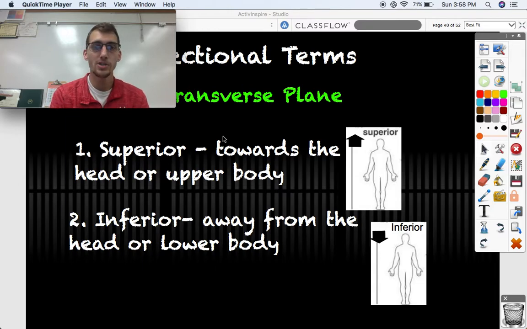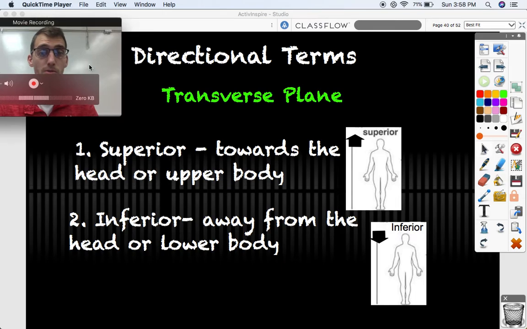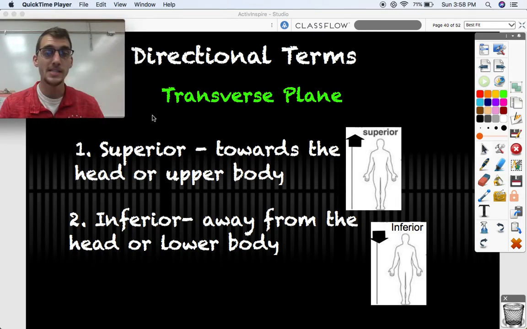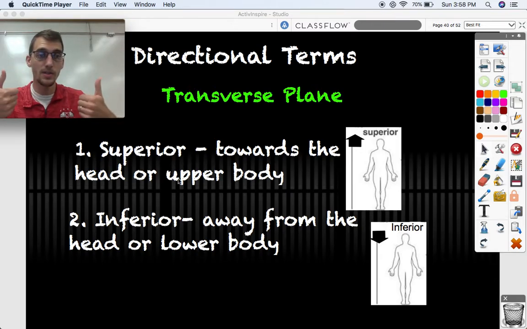So we're going to talk about directional terms here. We have two directional terms with respect to the transverse plane. The first one would be superior: towards the head or the upper body. So it's going this way. An example of using superior in a sentence would be that my head is superior to my shoulders. It's kind of like above my shoulders.